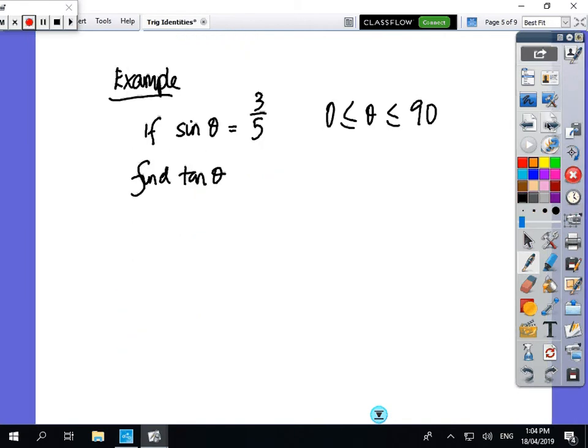Alright, so let's move along to examples. Okay, if sine theta equals 3/5, and again we're in the first quadrant, so all the ratios are positive.